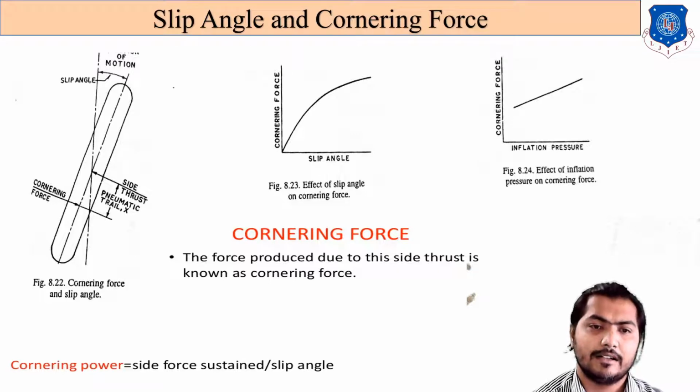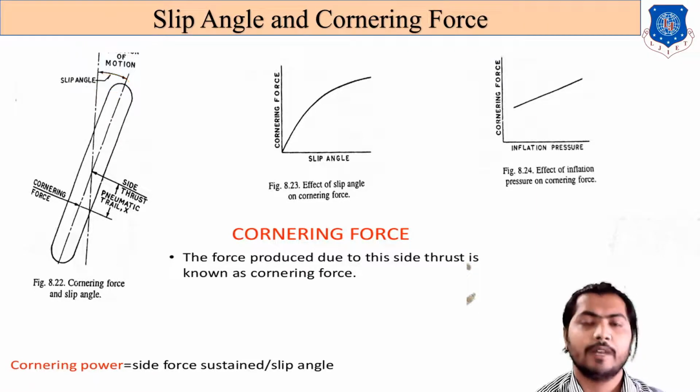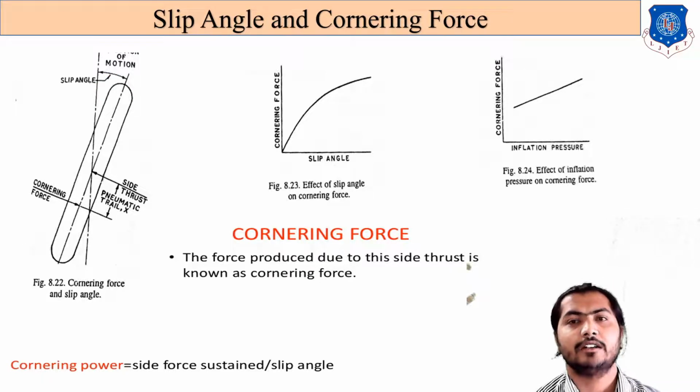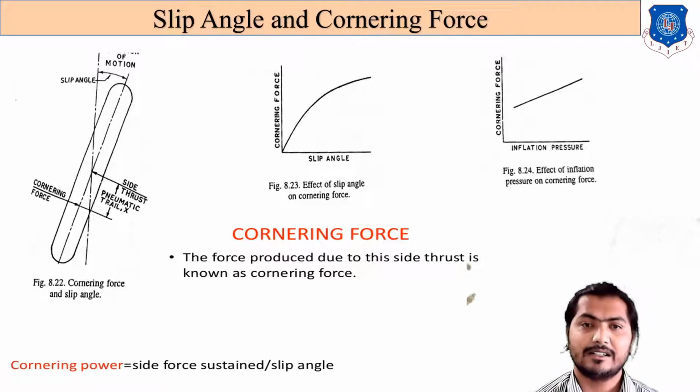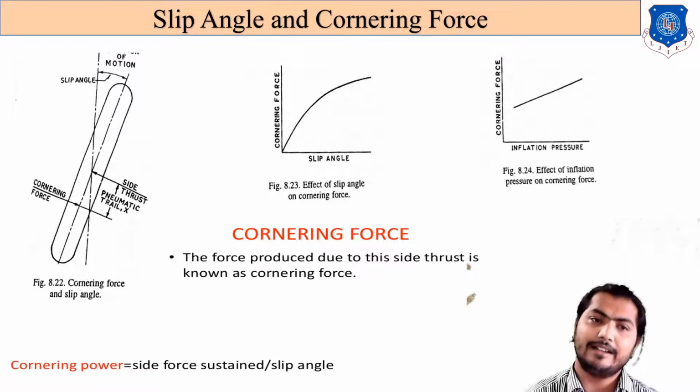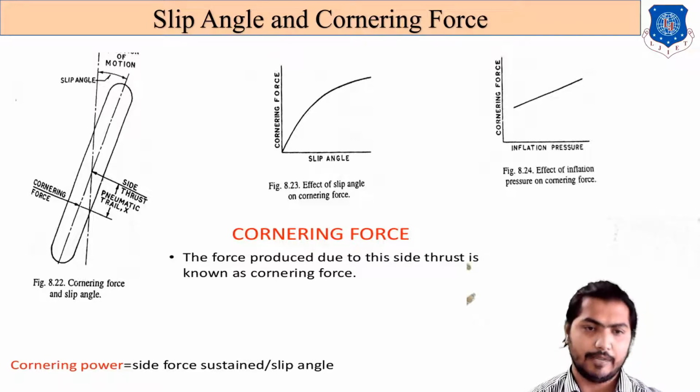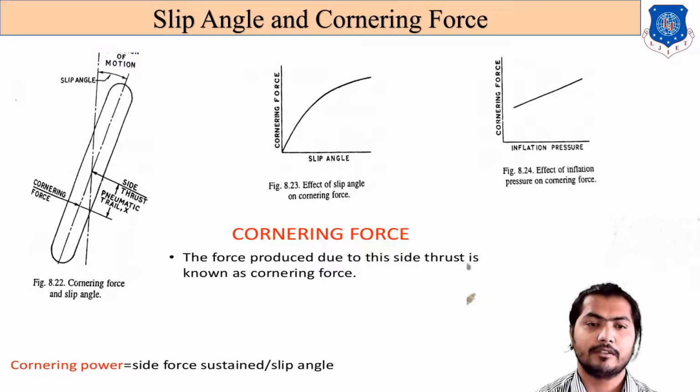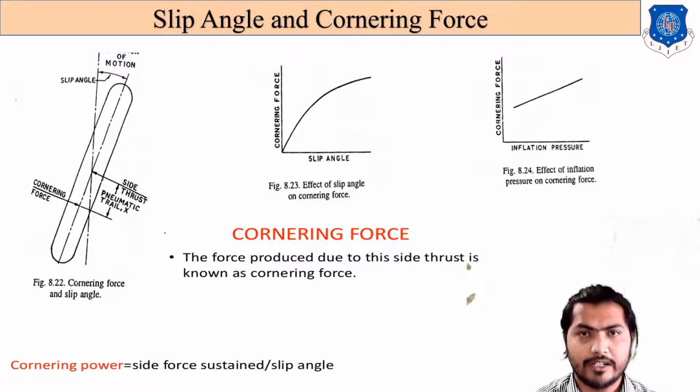This is the tire and this line is the motion of the vehicle, and this is the slip angle. The angle between the line of action and the angle tilted by the wheel is the slip angle. Why is the slip angle made? To sustain the side thrust, the angle made by the line of action in the tire is known as the slip angle. So next, what is cornering force?